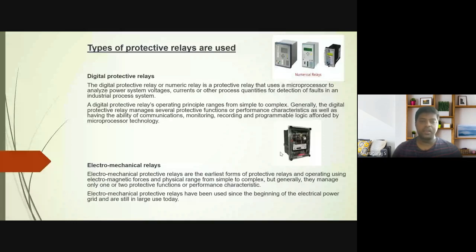Electromechanical relays are still used for some protections, because bodies like CEIG, the Chief Electrical Inspector, an industrial body, enforce some conditions for industries to follow. For some protection like earth fault relay, people still use electromechanical relays, but in the majority of protections, electromechanical relays have been replaced by numerical relays, that is, digital protective relays.